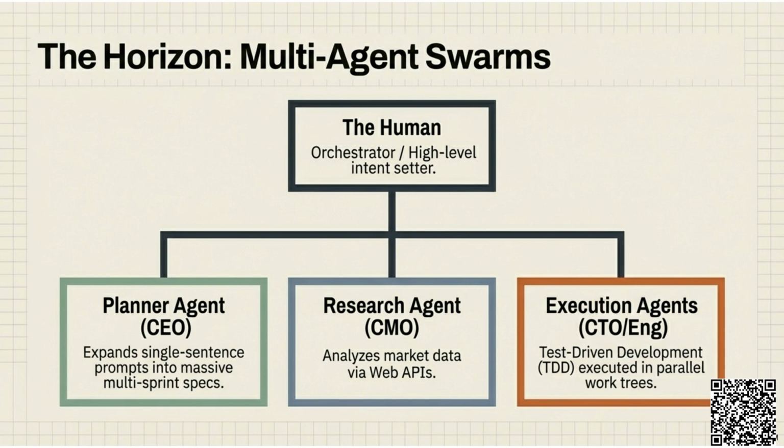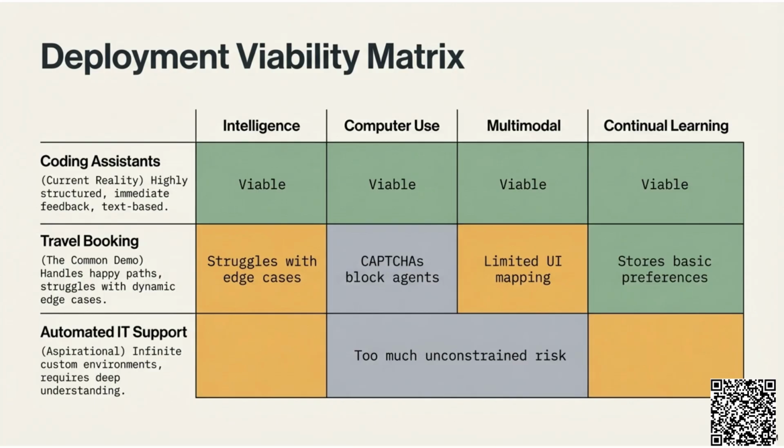The horizon is multi-agent swarms, where the human acts as the orchestrator. Agents, such as the planner, research, and execution agents, adopt specialized roles to handle complex tasks collaboratively. The deployment viability matrix shows that tasks like coding assistance are currently viable across the board. Others, like travel booking and automated IT support, still face challenges with edge cases, CAPTCHAs, and unconstrained risk.